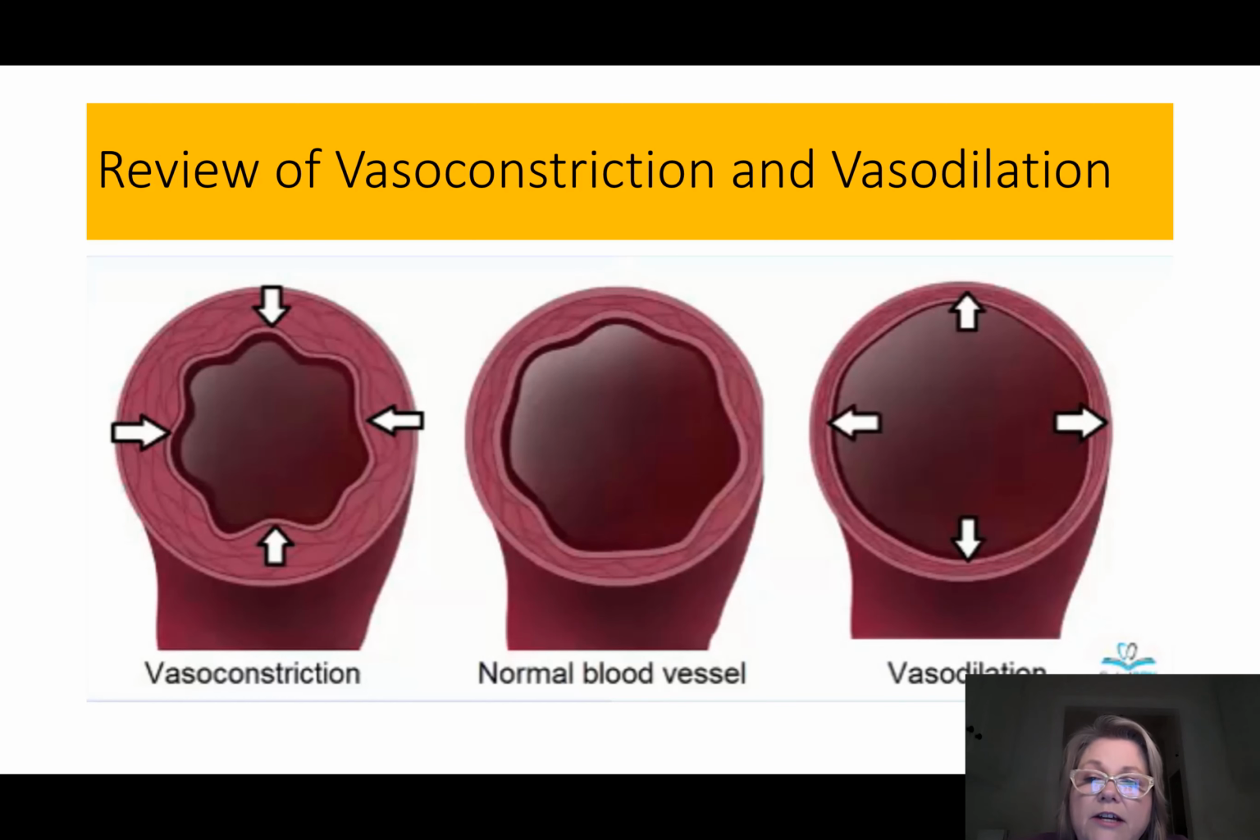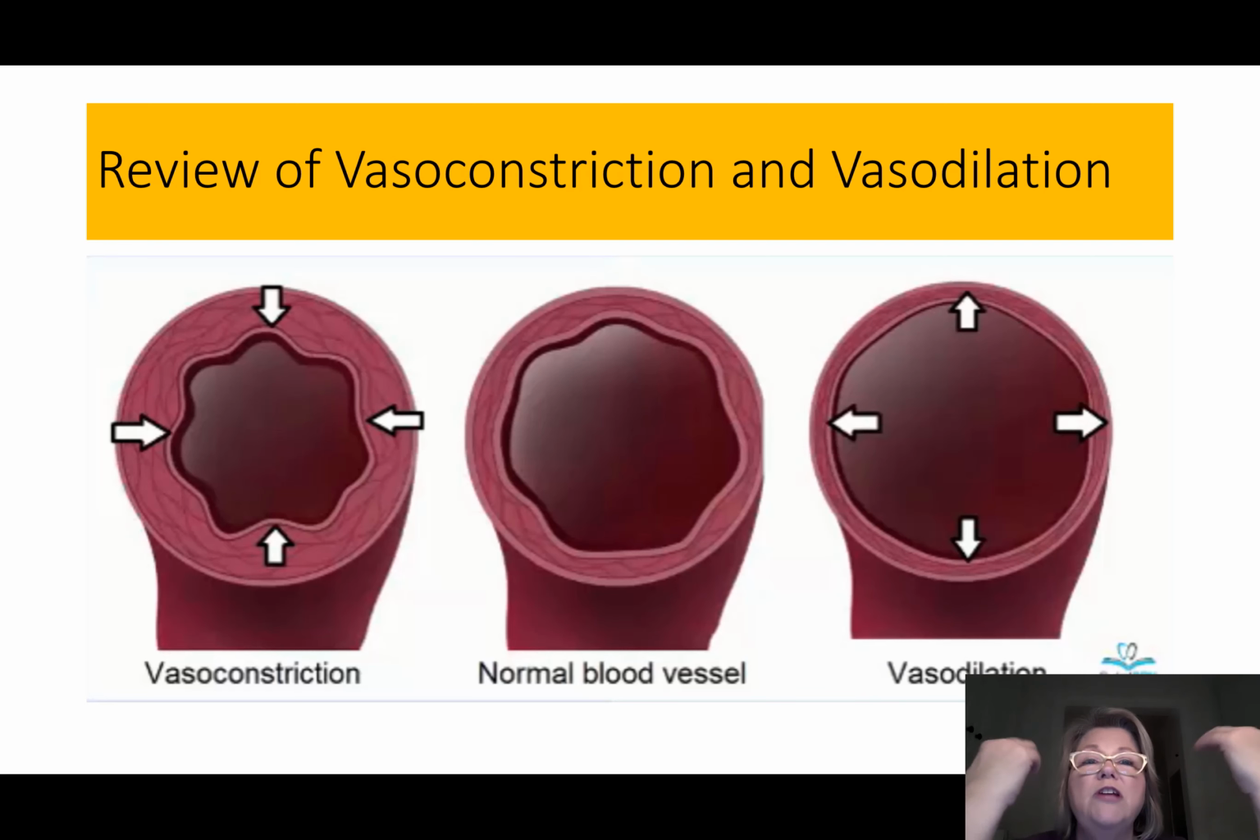So I wanted to take just a second and review vasoconstriction and vasodilatation. For some reason, people have a problem understanding constriction and dilatation. So if you look in the middle, that's a normal blood vessel. On the left is vasoconstriction. So it gets smaller, so it's harder for things to get through, like the blood. Then vasodilatation is it's opened up so that they can rush in and take care of things.